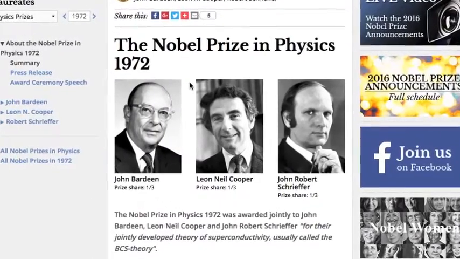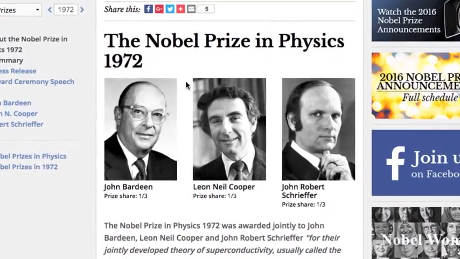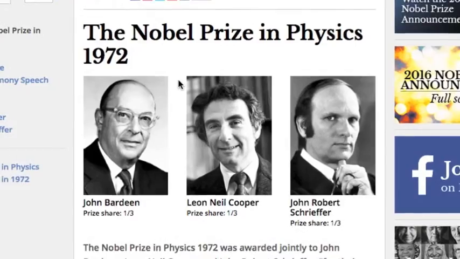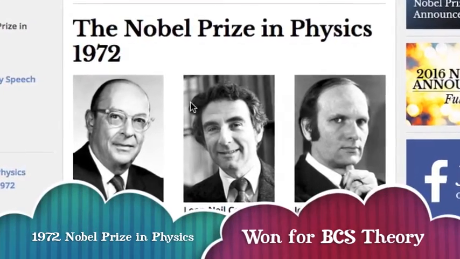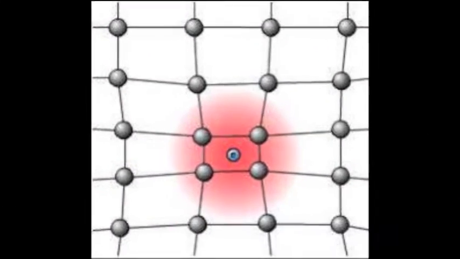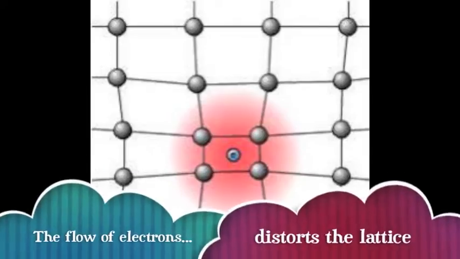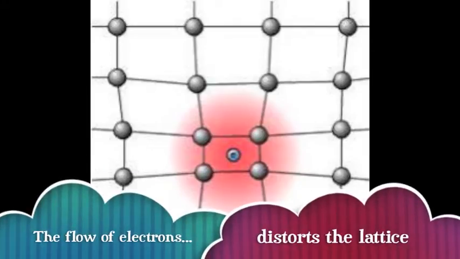Three physicists, John Bardeen, Leon Cooper, and John Schrieffer, found a way to explain this, winning the 1972 Nobel Prize in Physics. Let's go over their ideas, known as BCS theory. An electron in a lattice affects the shape of the lattice itself. Since opposite charges attract, the lattice is distorted towards the electron.